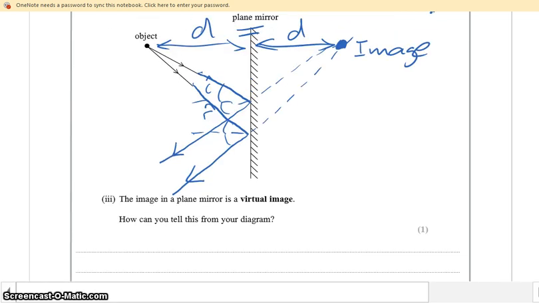Final part to this question is, how can you tell that it's a virtual image? Well, if you look, then the rays don't actually converge on the image. These dotted lines here show that that's not actually where the light's going. The light rays actually converge on the object. So the idea is that the image is behind the mirror, or appears to be behind the mirror, if you like. It's virtual because it's not real. You can't reach around the mirror and actually touch that.